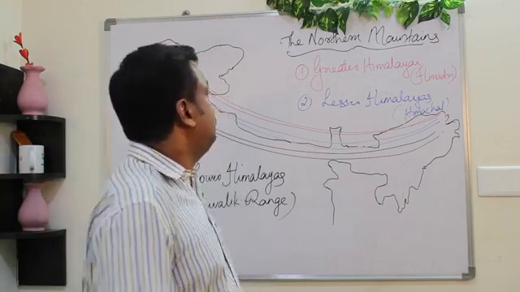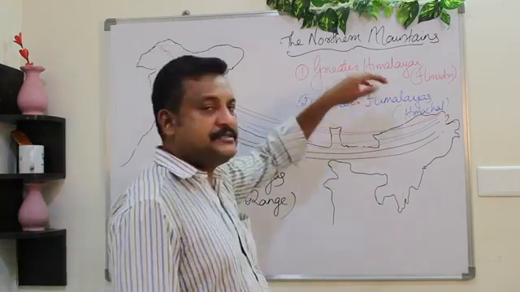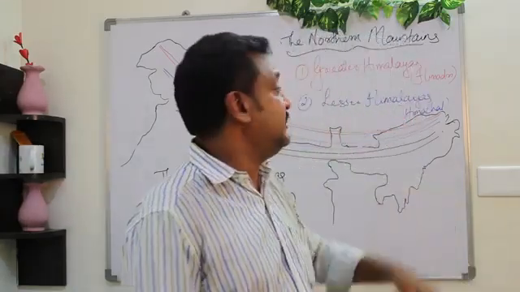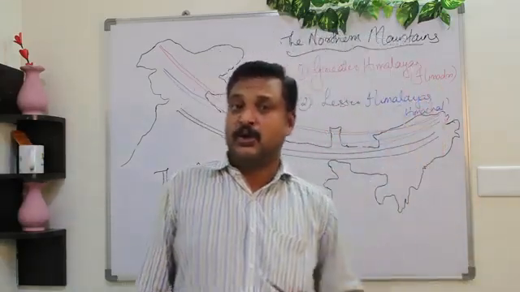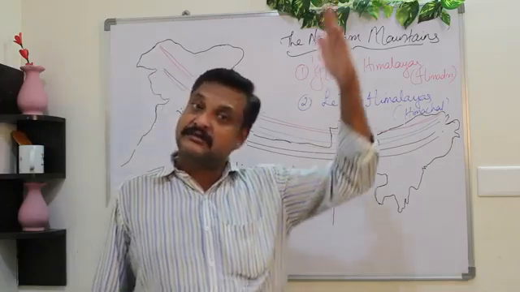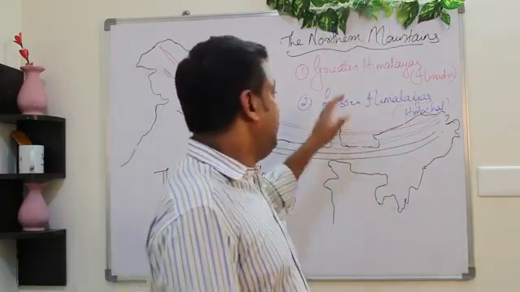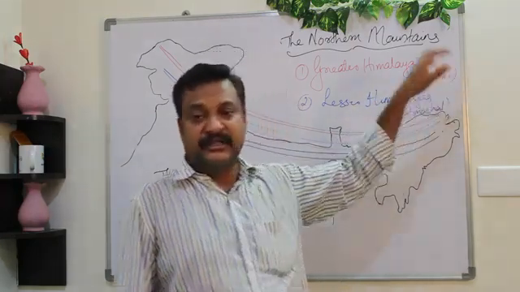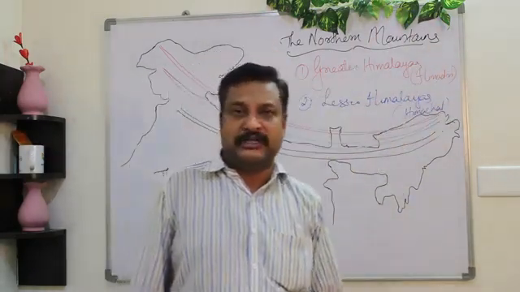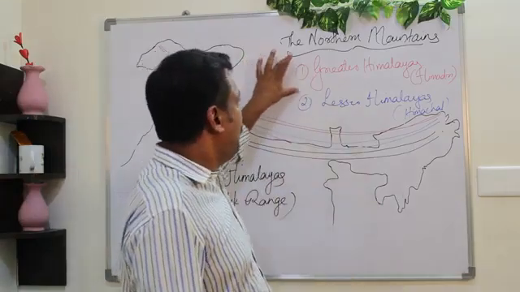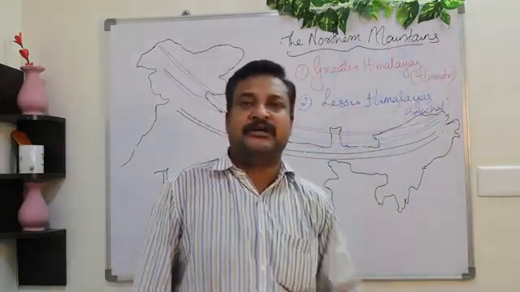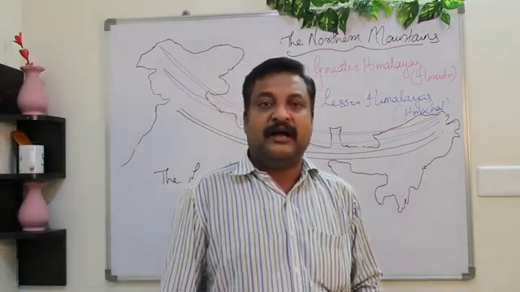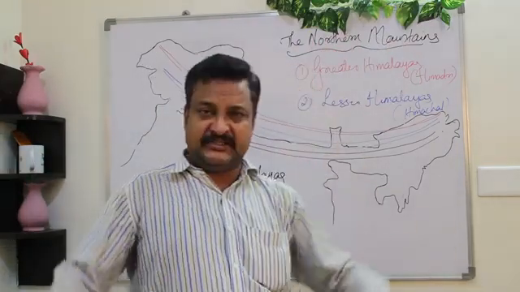Now we will see about the Greater Himalayas. The Greater Himalayas are also known as the Himadri. Hima means snow, Adri means mountains. So the Greater Himalayas are the Himadri, the snow-covered mountains. These ranges are covered all throughout the year under a thick layer of snow, and they stand like a great wall.